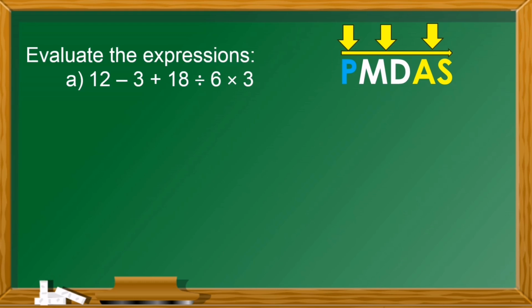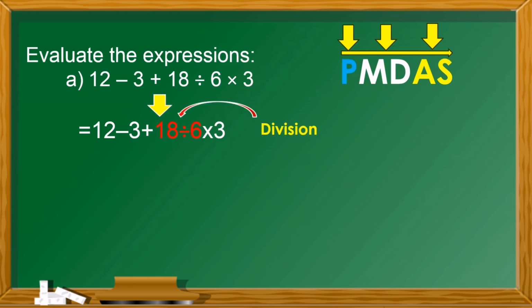In letter A, 12 minus 3 plus 18 divided by 6 times 3. There is no parenthesis in the given. So let's move to M or D. And in that case, 18 divided by 6 is the first from the left. So, 18 divided by 6 is the first one to perform.